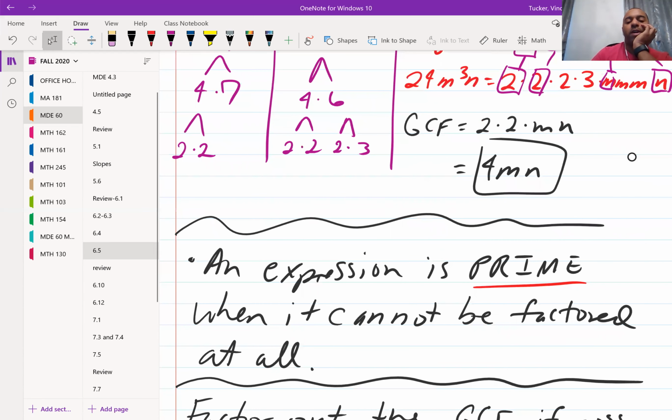An expression is prime when it cannot be factored at all. In other words, there's nothing in common. There's nothing you can do with it as far as breaking it down.